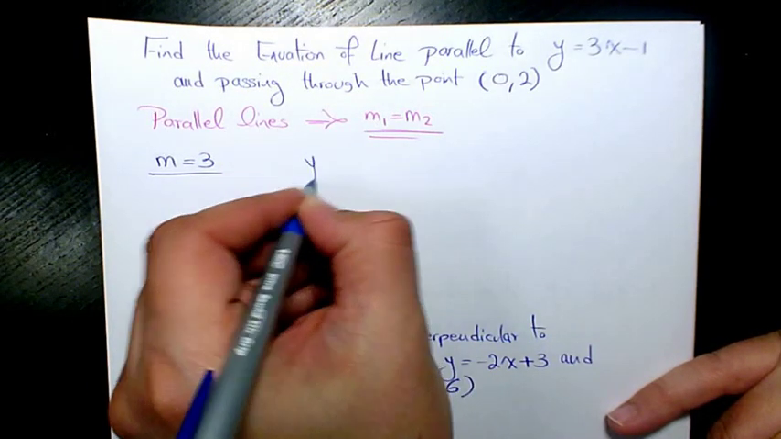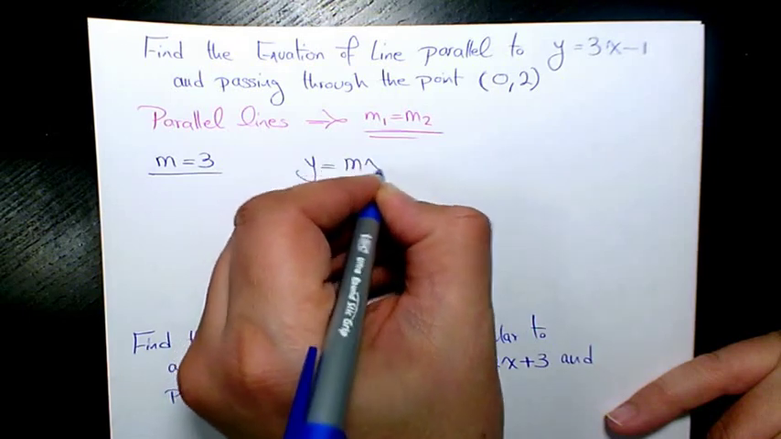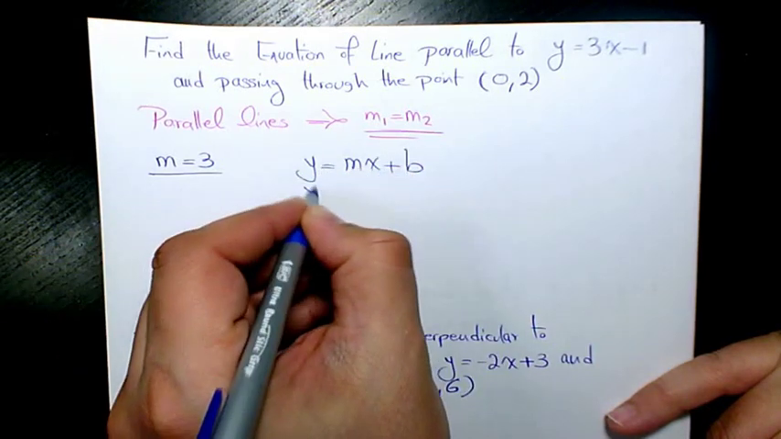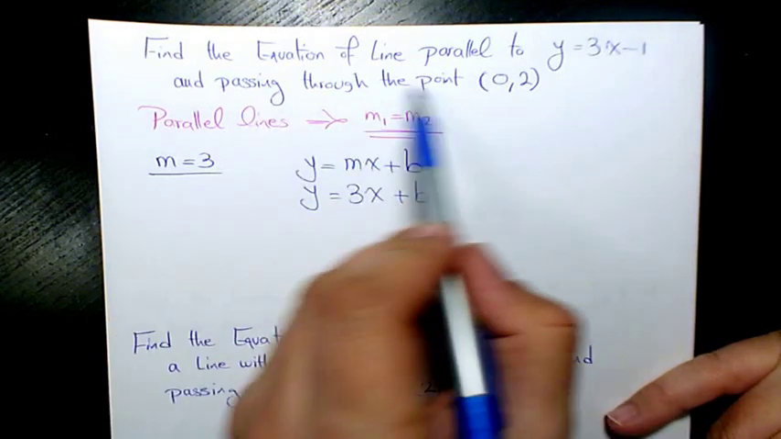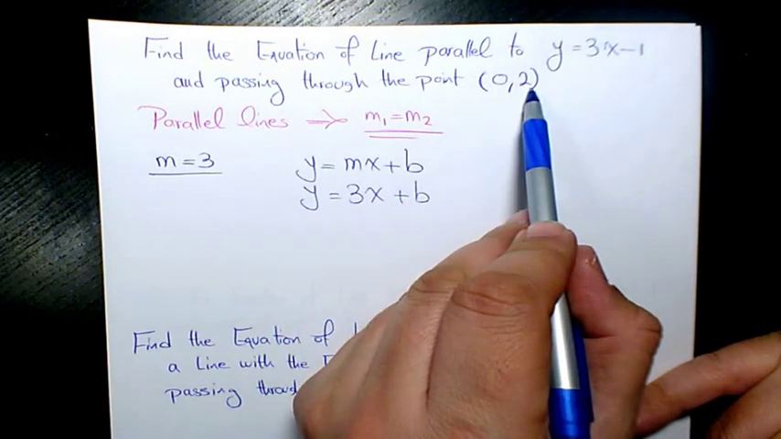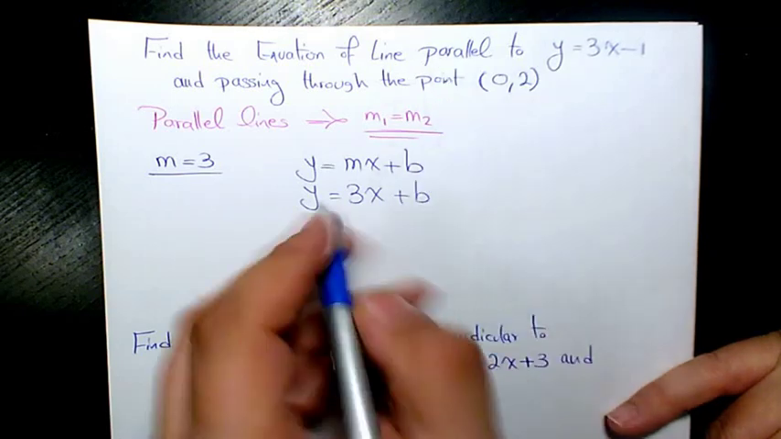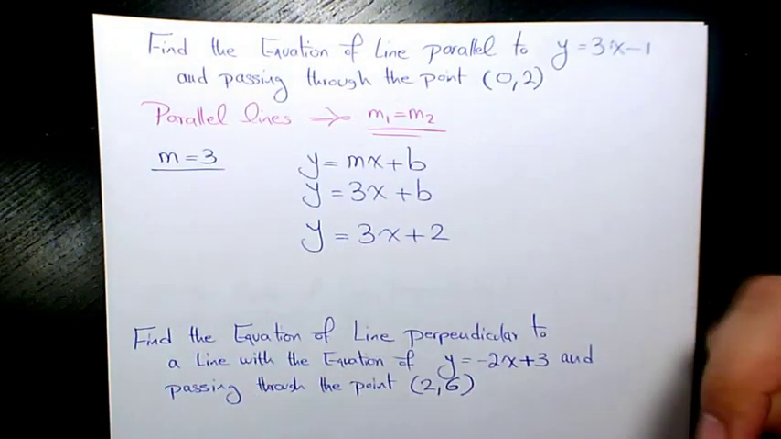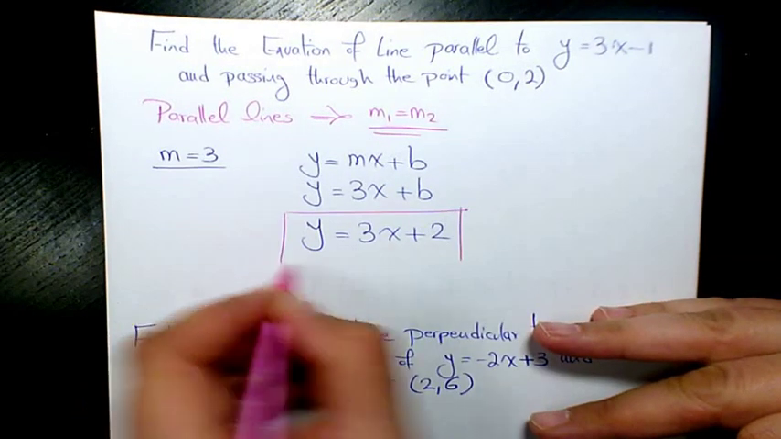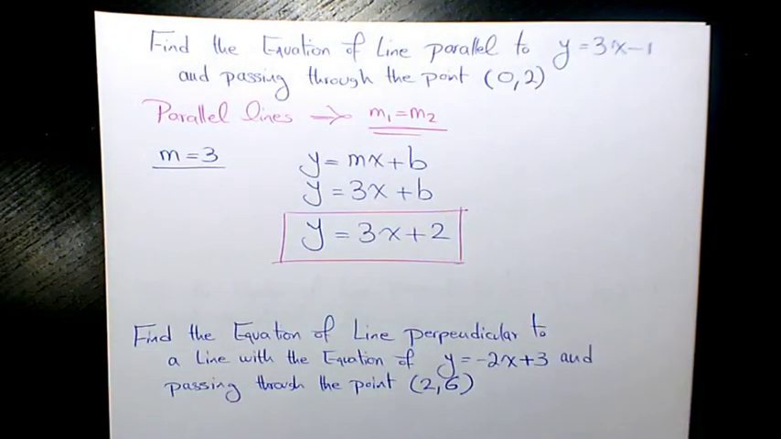So we can say y equals mx plus b. M is 3, so 3x plus b. And the point is 0 and 2. 0 and 2, it means that we are talking about y-intercept. So it's going to be y equals 3x plus 2. That's the equation of line.